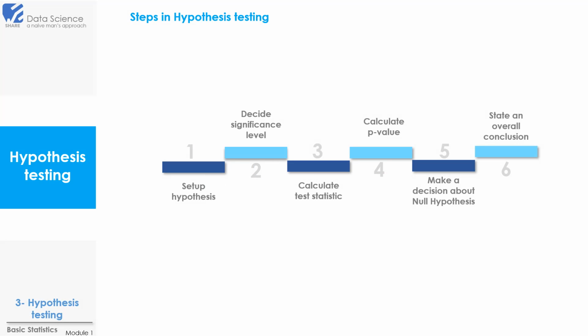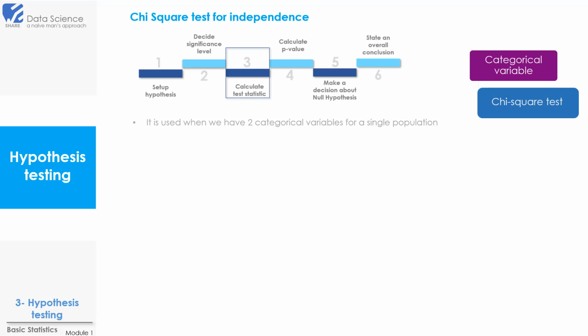Now there are a total of 6 steps involved in hypothesis testing. These 6 steps are common irrespective of the type of test. So chi-square test is applied when we have two categorical variables for a single population.